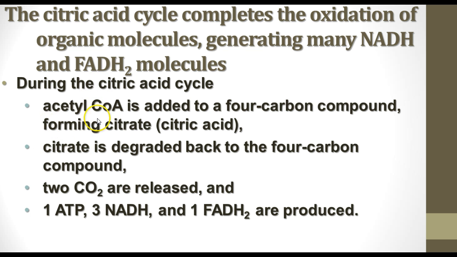So the acetyl-CoA is added to that 4-carbon compound, forming citrate or citric acid, which is where the cycle gets its name. Throughout the process of reactions, the citrate or citric acid is going to be broken down and degraded back to that 4-carbon compound we started with. We're going to release 2 carbon dioxide molecules and produce 1 ATP, 3 NADH, and 1 FADH2 molecule in the process.